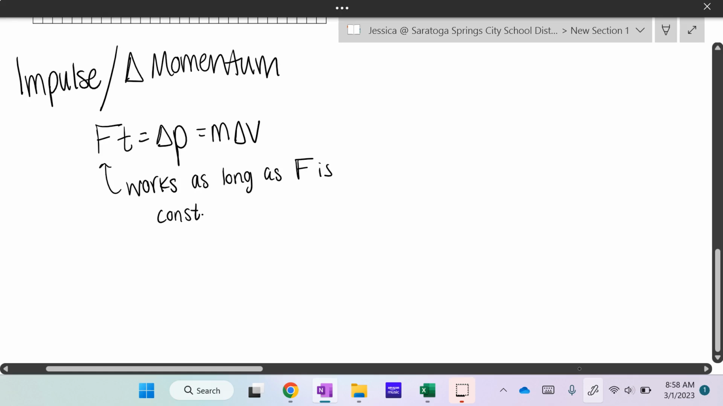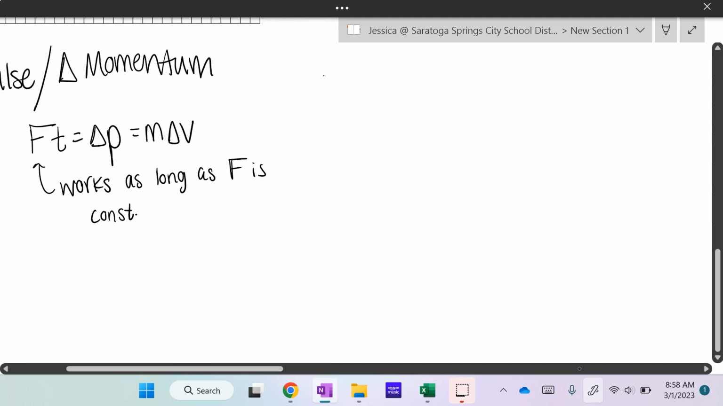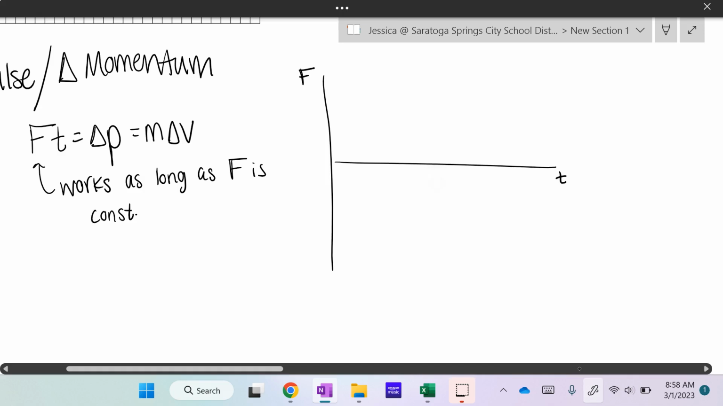If our force is changing as time goes on, then we need a different way to find the impulse. So, of course, what we're going to do is graph the force as a function of time. So maybe our graph looks something like this. Okay. So here in this equation, force and time are multiplied. And when I'm graphing force and time, and when I multiply force and time, that usually gives me a good hint that the area of this graph is going to represent the change in momentum or the impulse.